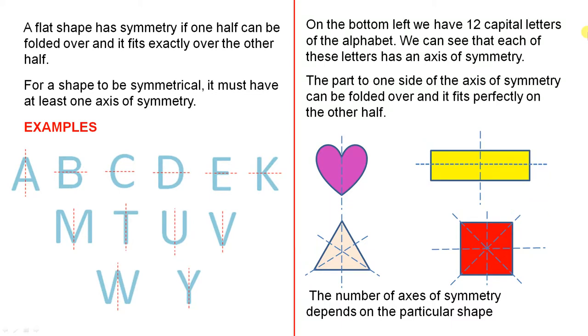A flat shape has symmetry if one half can be folded over and it fits exactly over the other half. For a shape to be symmetrical, it must have at least one axis of symmetry.